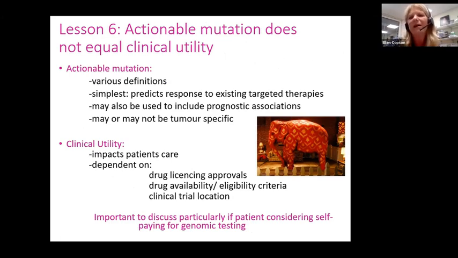At its simplest, it's about predicting response to targeted therapies. It can be used more broadly. It can be used at a genetic level rather than a variant level, as I just explained. Clinical utility is whether you can do anything with it.